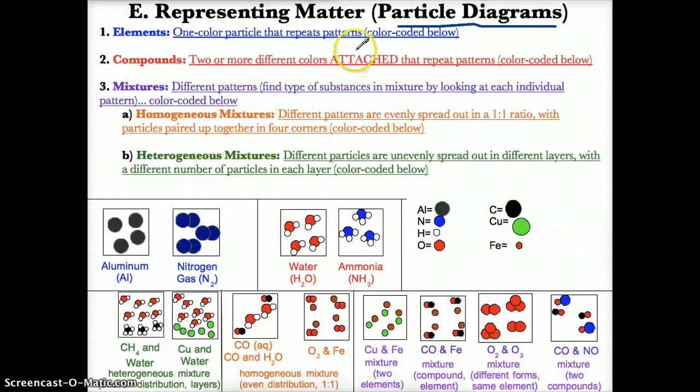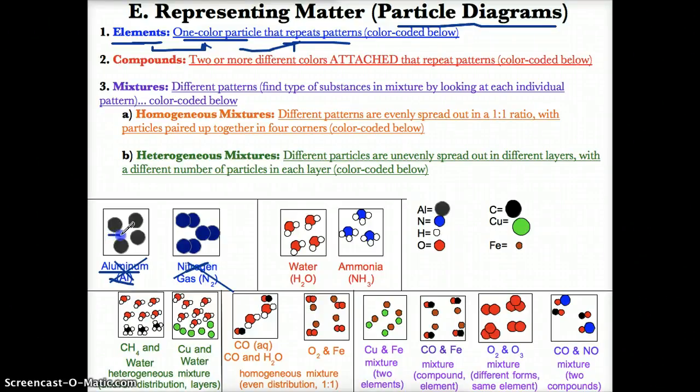All right, so first let's talk about elements. In the particle diagram, elements are represented by a one color particle. That means the particle only has one color that repeats its pattern at least once. So let's see a color-coded example below, but let's note that elements are one-color particles that repeat their patterns at least once. So I have these color-coded below in blue for aluminum, Al, and nitrogen gas, N2, but I'm going to cross these out because you have to be able to recognize which particle diagrams represent elements, compounds, and mixtures without even knowing the names.